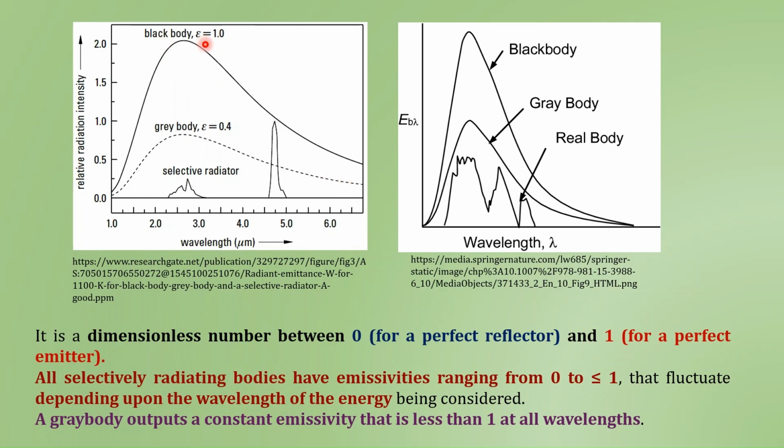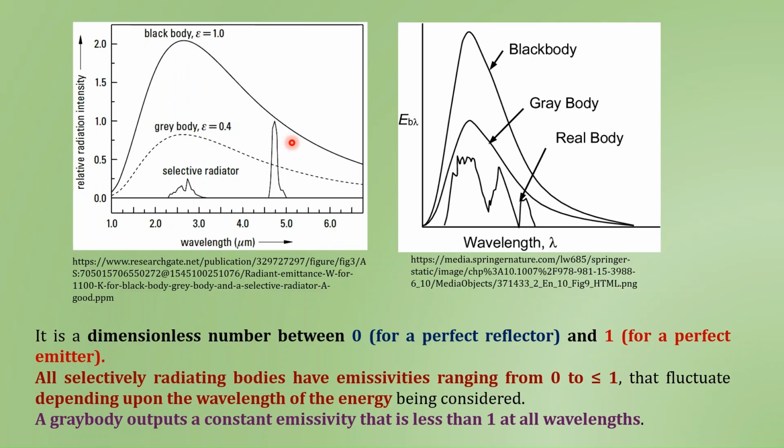In between the black body and the selective radiator, we have a third curve which represents the gray body. So the gray body is having the constant emissivity value across all the wavelength range, but it will always be less than 1. As we can see in both the images, the gray body is having the emission pattern similar to the black body, but the amount of emission is less than the black body, as we can see here also.